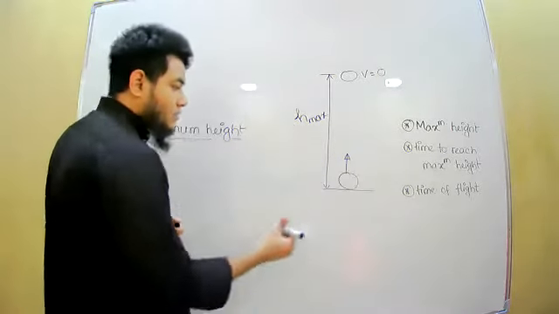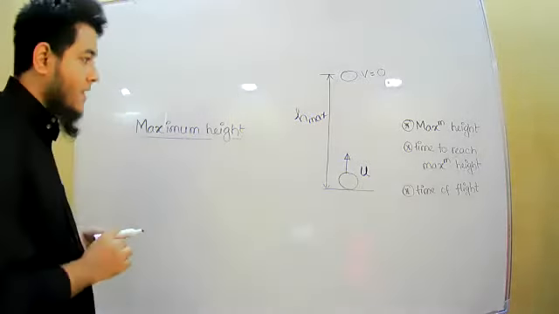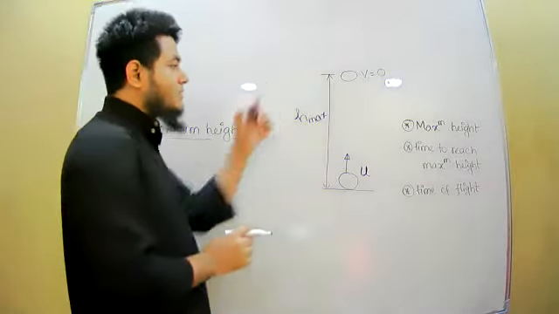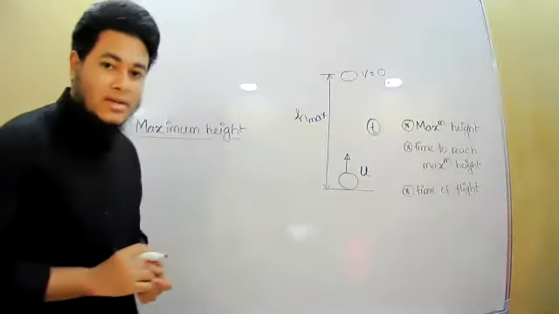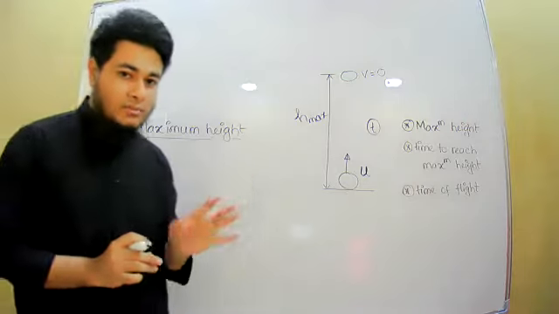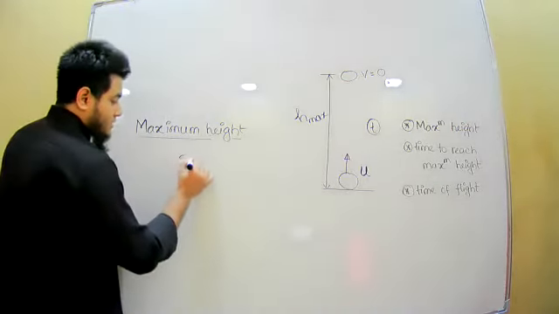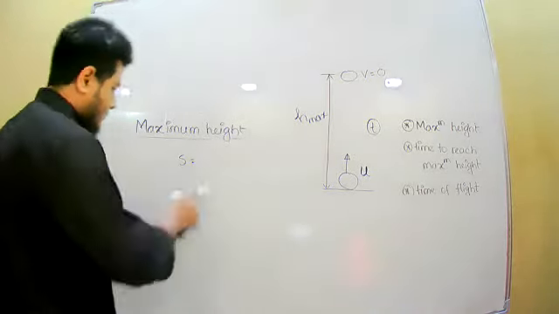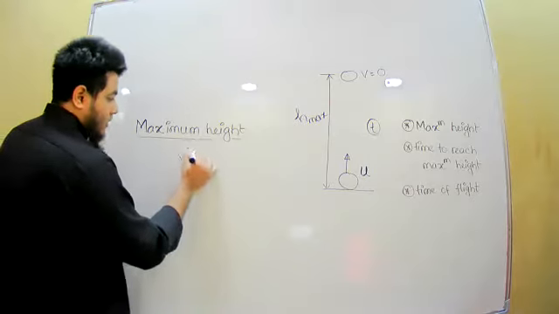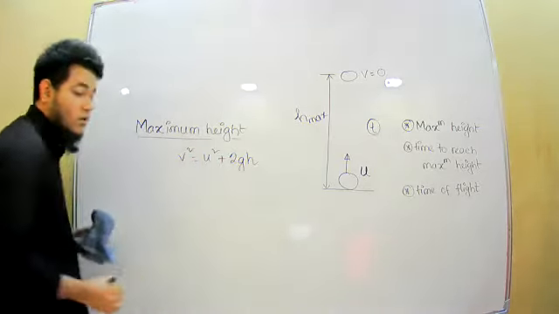Let us say we threw the ball with an initial velocity that is u, and the time taken to reach the maximum height is t. So now our target is to find out this maximum height. How can we do that? We already know this equation: v square is equal to u square plus 2gh for a falling body.